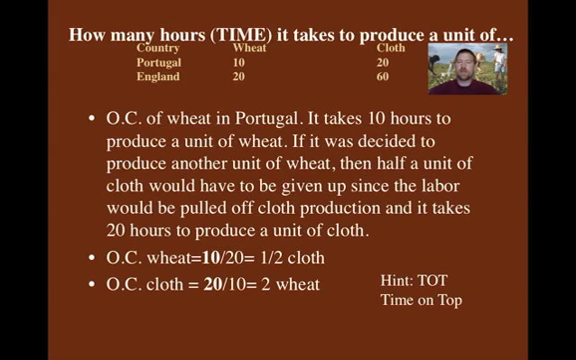Some former students of mine have this helpful hint that I really like to share with you. It is taught, time on top. If we were dealing with time, then that would go on top. So whatever I say, if I say the opportunity cost of wheat, then wheat goes on top, that'd be 10 over 20. If I say what's the opportunity cost of cloth, then it'd be cloth over wheat. It's kind of just a simple memory device that will hopefully help you do well when it comes to the exam time.